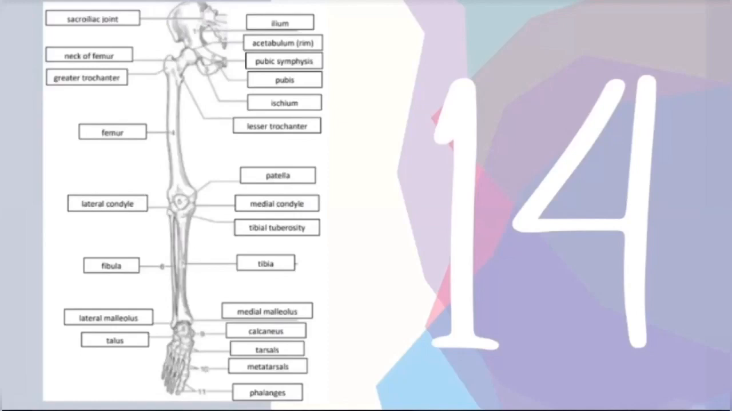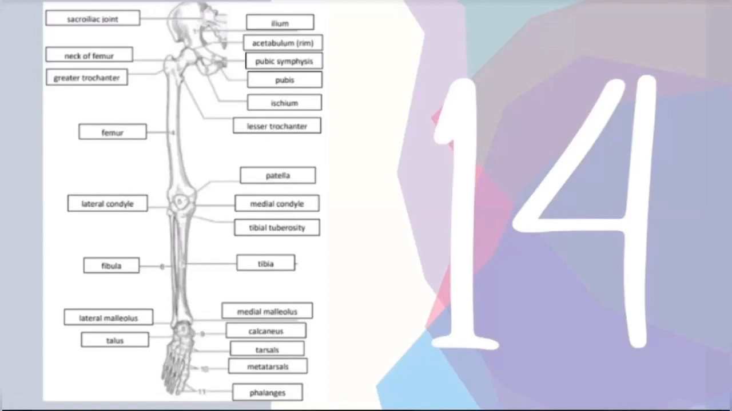Next is the tibia and fibula. So these are the two long bones located in the lower leg. The tibia is the larger bone on the inside and the fibula is a smaller bone on the outside. The tibia is much thicker than the fibula, so it is the main weight-bearing bone of the two, while the fibula is connected with the tibia and provides stability to the ankle joint.